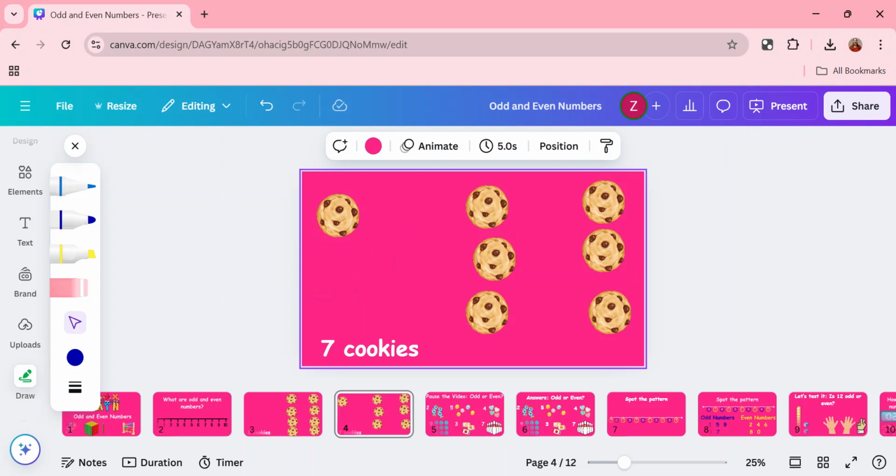So let's recap. Even is when it shares equally into two groups. Odd numbers are when they share with 1 left over. They do not share equally into two groups.